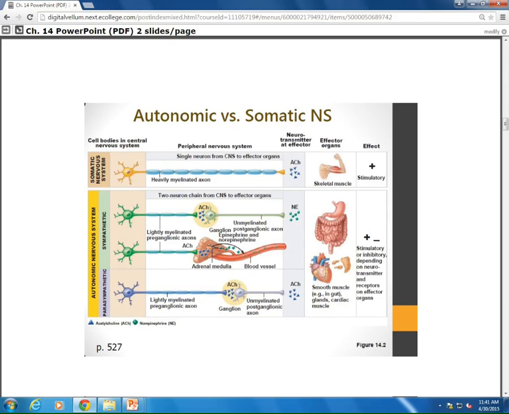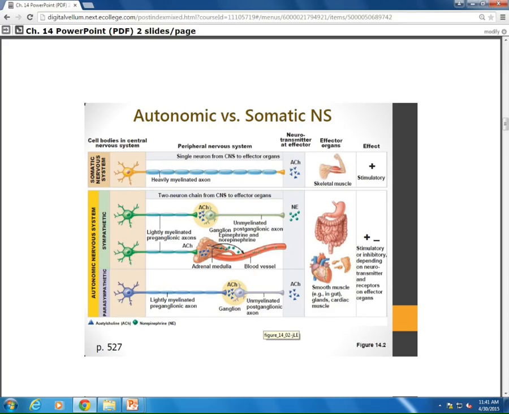Here's the ganglia used in sympathetic, right? The preganglionic is short, the postganglionic is longer. On the parasympathetic side, it's backwards. The preganglionic is longer, the postganglionic is shorter. So those are the kind of specifics we saw from the notes on the board. And please know that for the test.